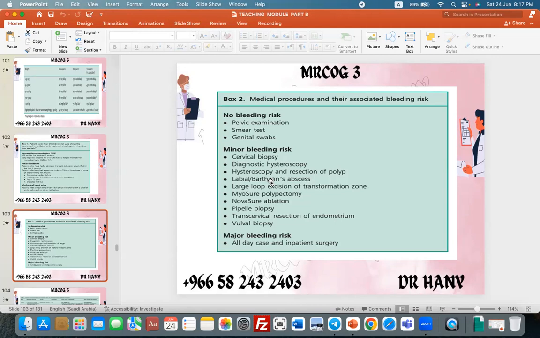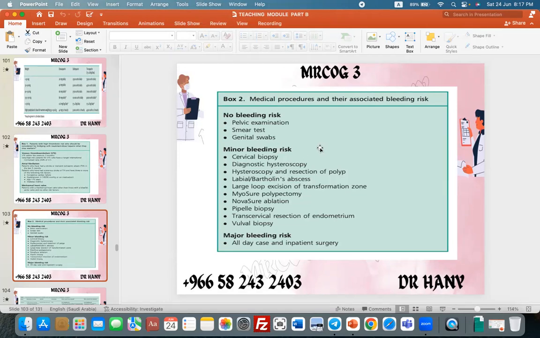So if I am going to do perineal surgery, Augmentin. Cesarean section, cefuroxime or cefazolin, 2 grams. Okay, the prophylactic dose only.